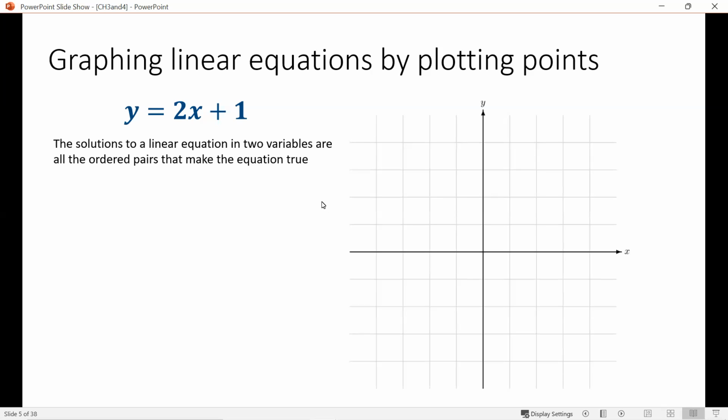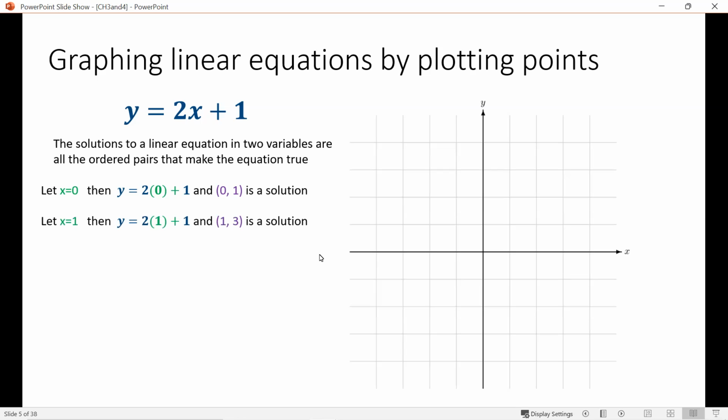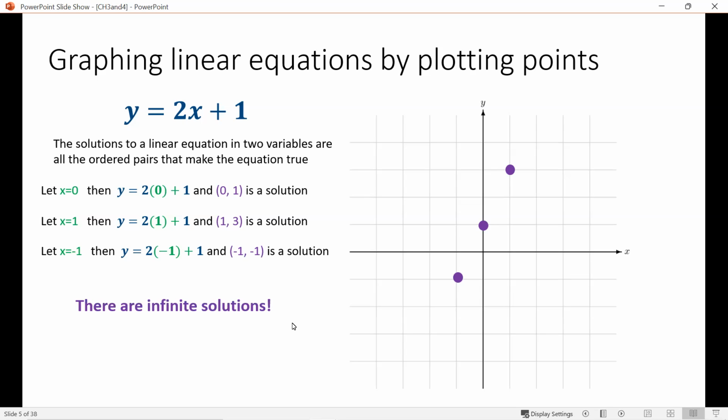So sometimes it's better to see the solutions graphically because then we can visualize all the infinite solutions. So for this equation, y equals 2x plus 1, we can find 2 or 3 solutions. And when we plot those solutions on the Cartesian coordinates, we'll find that they make a straight line. We've got infinite solutions, but they all line up on this straight line.